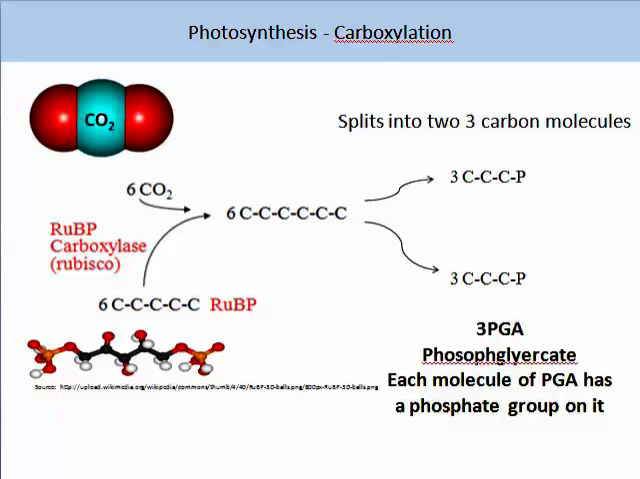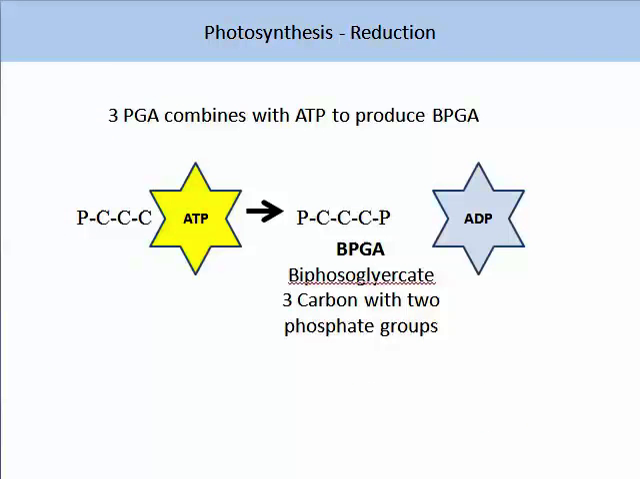So, now what happens to the PGA molecules? Well, they are what we call reduced. Let's go into this in some more detail. The PGA combines with ATP to produce a molecule called BPGA, or bisphosphoglycerate. This is a 3-carbon compound with 2 phosphate groups. You will notice that the ATP in this figure is illuminated with yellow, and this is to remind you that this ATP comes from the light reaction.